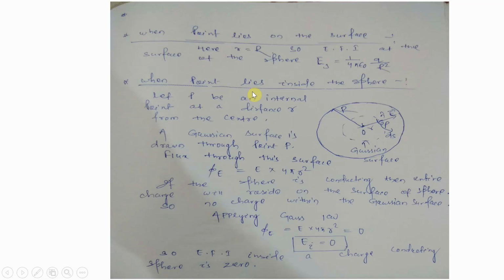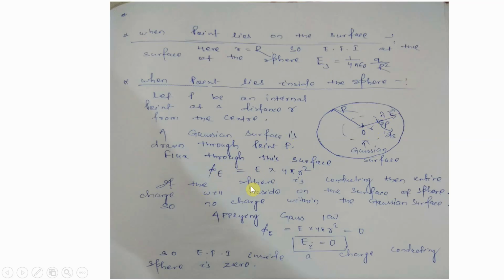But when the point lies inside the sphere, what is the electric field intensity? Here we have taken the point P inside the sphere, whose radius is taken as small r, and the original sphere has radius capital R. Here also n cap and E are along the same direction. We have drawn an imaginary Gaussian surface through the point P, and the flux through this surface is given as phi E equals E into 4 pi r square, E into A, where the surface area is 4 pi r square.